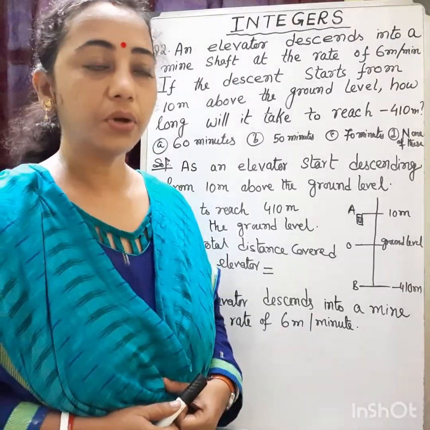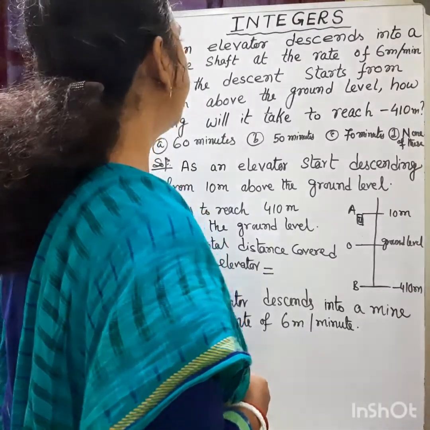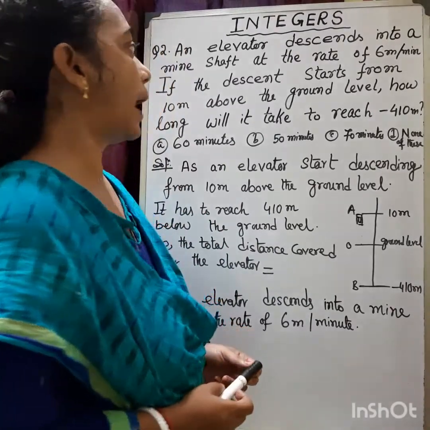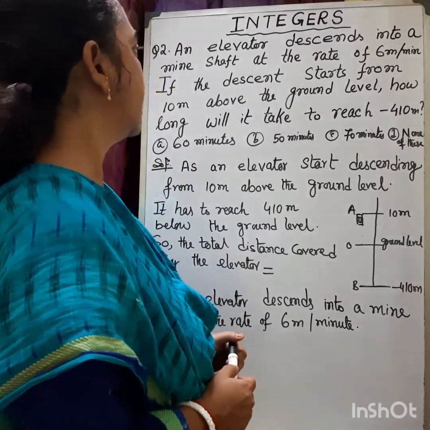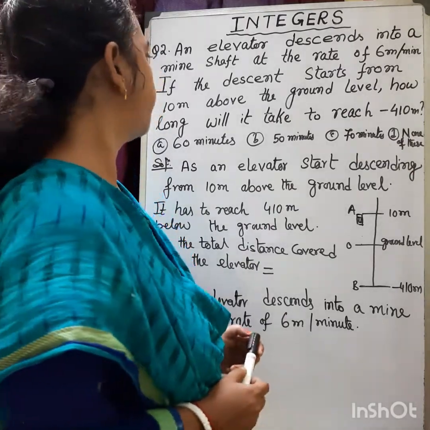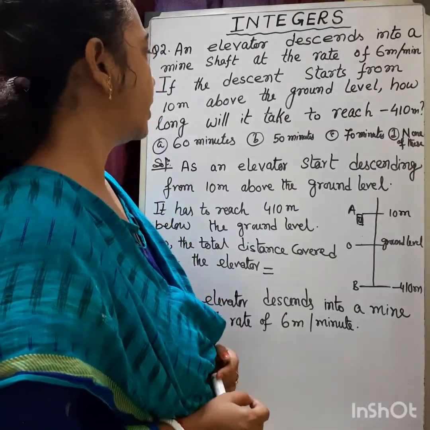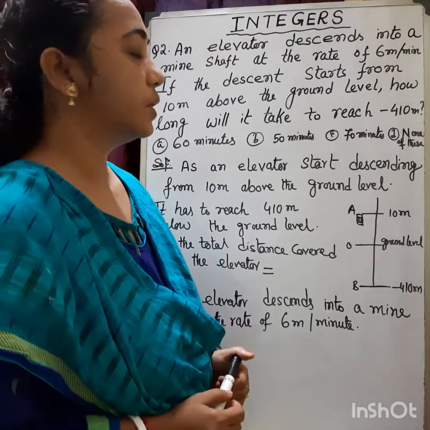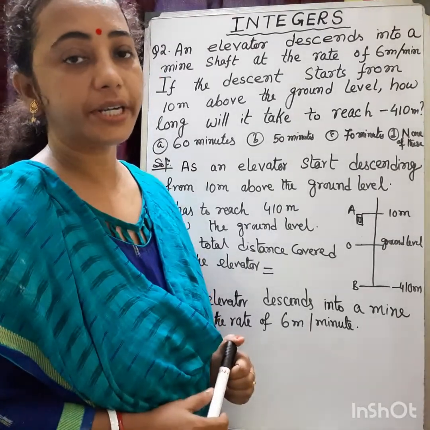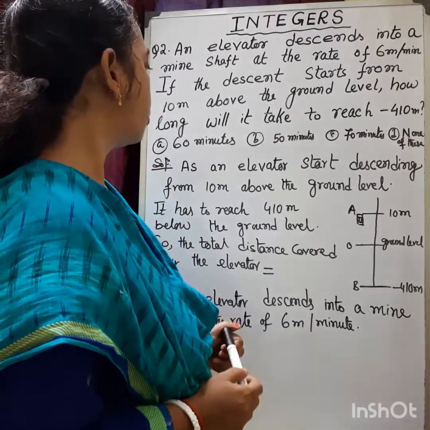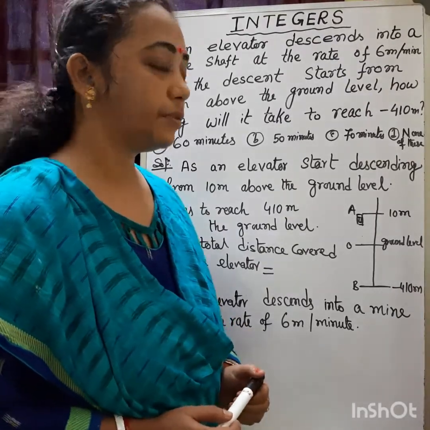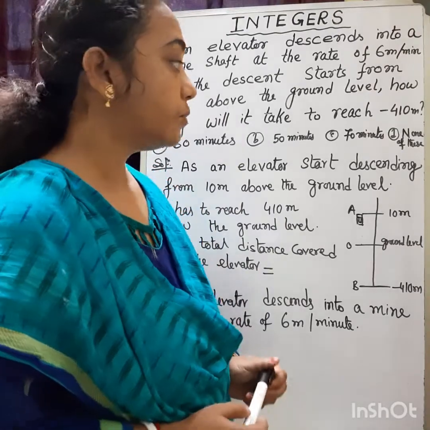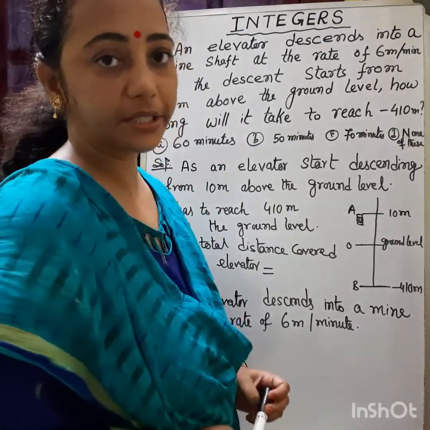Now let us do another question. An elevator descends into a mine shaft at the rate of 6 meters per minute. If the descent starts from 10 meters above the ground level, how long will it take to reach minus 410 meters? Here the four options are given. One is 60 minutes, then 50 minutes, 70 minutes and none of these. We have to find out which option is correct here.